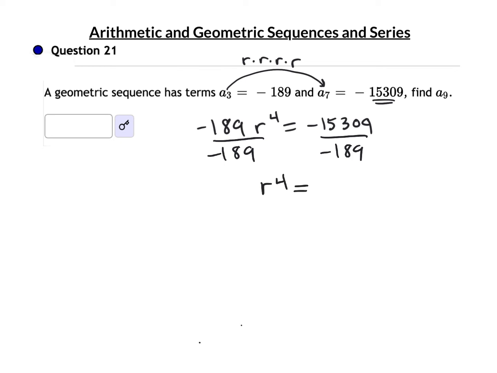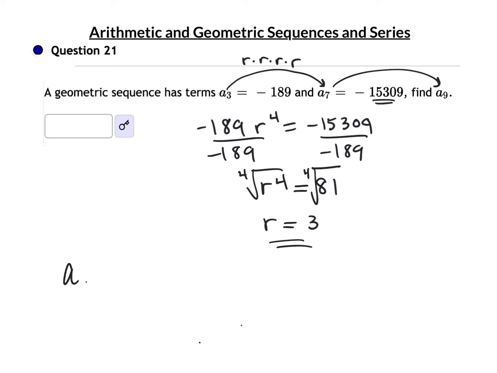R to the fourth power is 81. To solve for R, we'll take the fourth root of each side, and the fourth root of 81 is 3. 3 times 3 times 3 times 3, 4 times, makes 81. To get from the seventh term to the ninth term, I have to multiply by R twice more.